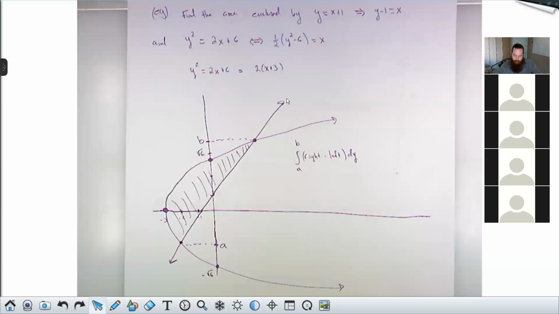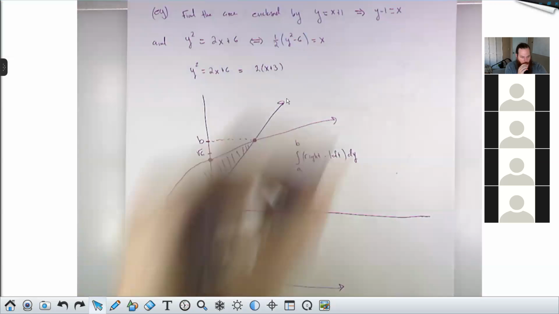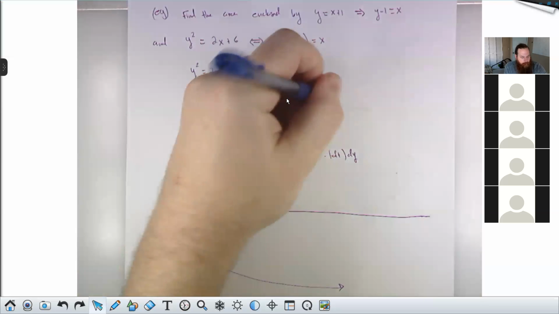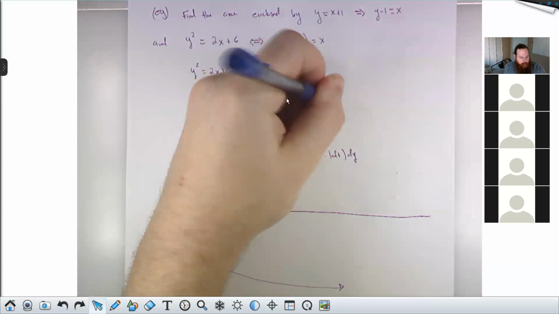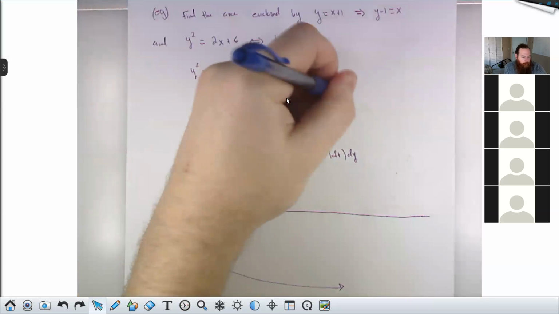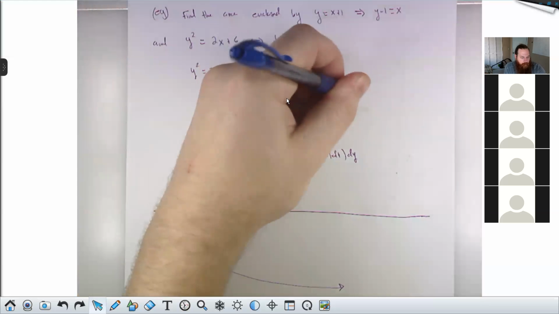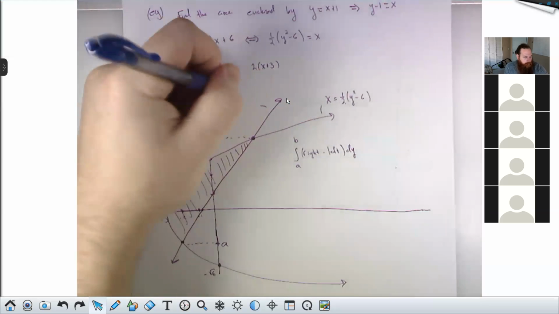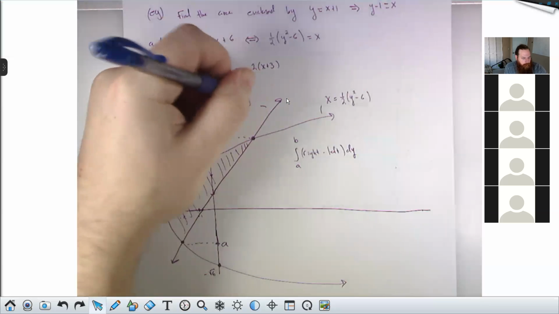Excuse me, sir. How do you know the function is left or right? From the picture, right? So that's the point, is I took my time to draw this graph, and then from the graph, I can deduce that. So this is coming from the function x equals 1/2 y squared minus 6. And this guy is x equals y minus 1.